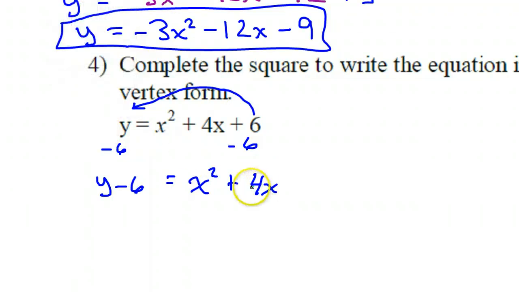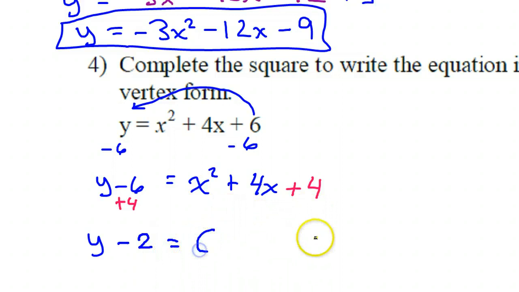Now, this number over here needs to be a special number that completes the square. The way we get that number is we do half the middle squared. Half of 4 is 2. 2 squared is 4. So 4 is the number that completes the square. But if I add 4 on the right, I'm going to have to add 4 on the left to keep the balance. Alright, so far we have y minus 2 equals.